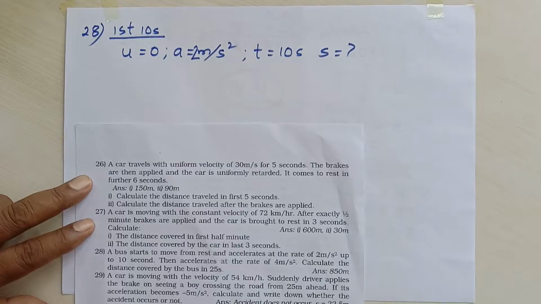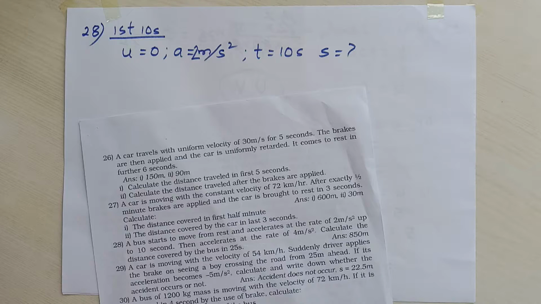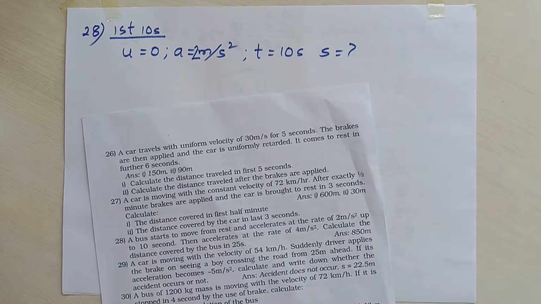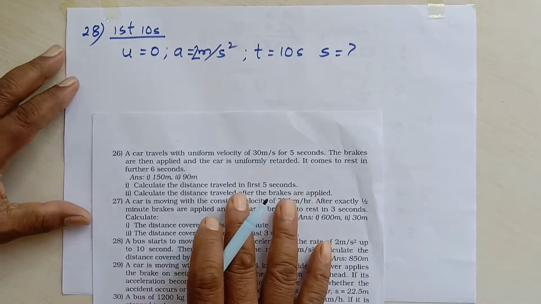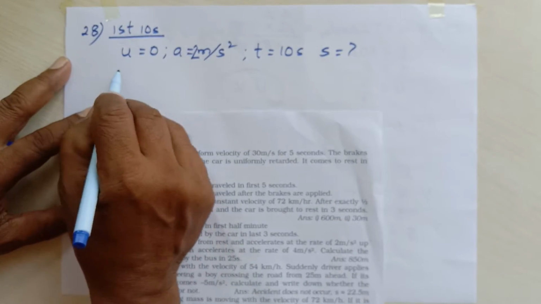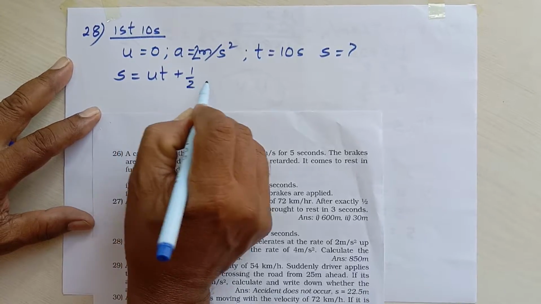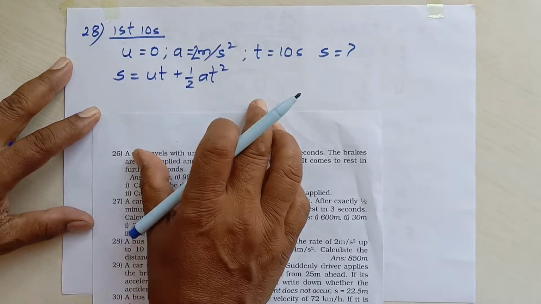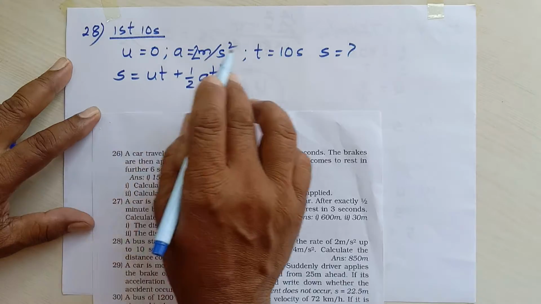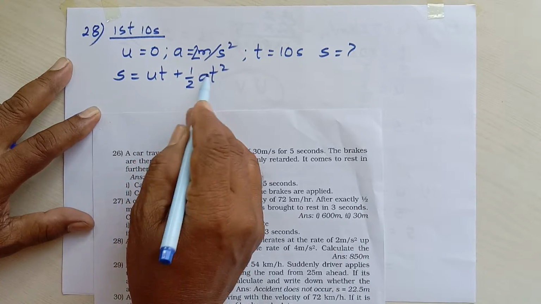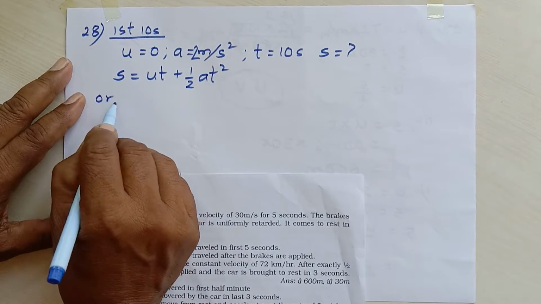Which equation contains these u, a, t, s? We have to select that equation to find the distance. If you remember, there are five equations we are using. Among them, one of the equations is s equal to ut plus half at square. Why did I select this? Because this equation has these four symbols u, a, t, s. Look at this, u, a, t and s. That's why using this we can get this s.